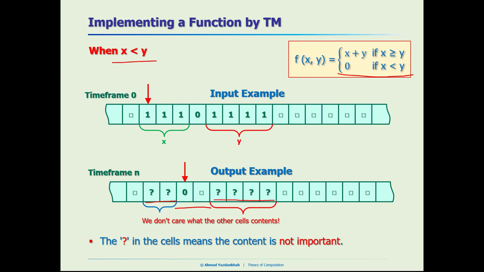And we know how JFLAP shows the output in transducer mode: wherever the cursor is, to the right, until the first blank. Here, if we put a zero here and put the cursor on it, and on the right we have a blank, then it shows the zero.